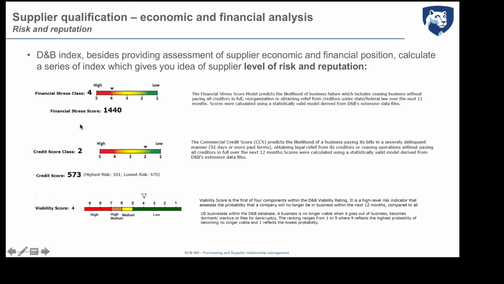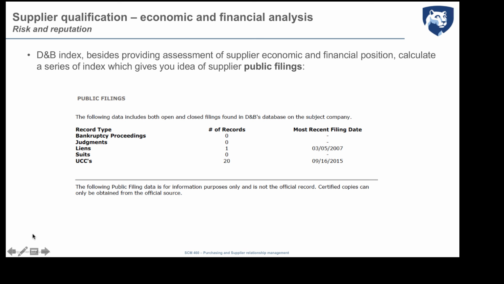This is to assess the supplier from a financial risk perspective. Then, from a reputational perspective, D&B also summarizes the public events that have involved the supplier over a certain amount of time. So from this, we can infer something about the reputation of the supplier. Record types can be bankruptcy proceedings, judgments, liens, suits, or UCCs. And then we will see that there is the tail list.